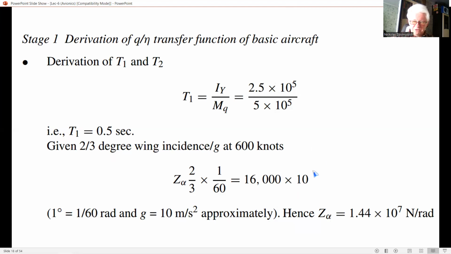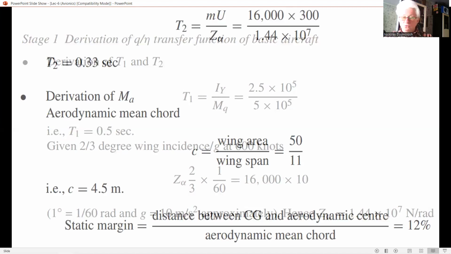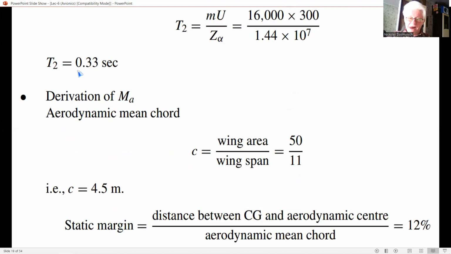This should not be 10 to the power 6, it should be 10 to the power 7. So be careful, you might slip here. It would be 10 to the power 7. All these expressions are measured in newtons per radian. And T2 equals, as you remember, 0.33 seconds.